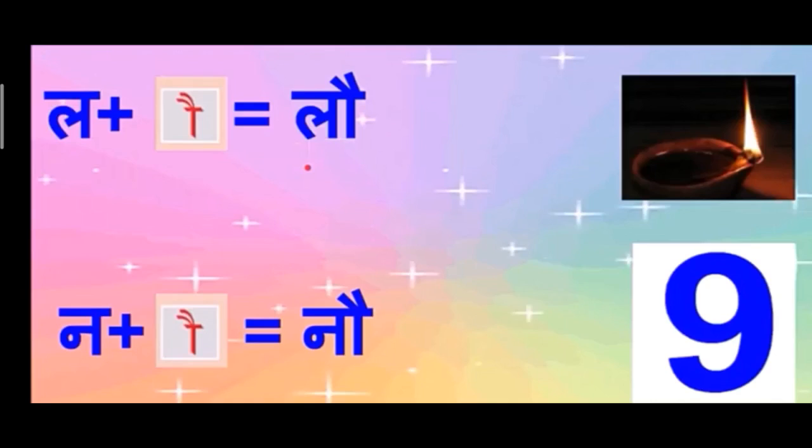Clearly understood everyone? Yes. Next, we are going to see au ki matra. You can see la plus au ki matra, lau. Next, na plus au ki matra, nau. What is the symbol? Au ki matra: one standing line, above the sleeping line, two slanting lines are there. Correct. Here you can see la plus au ki matra, then what is that? Lau. Na plus au ki matra, nau. Understood everyone? Yes.